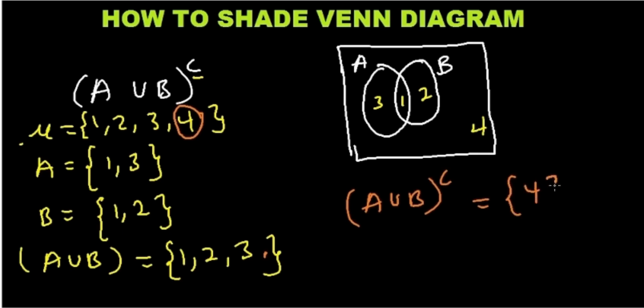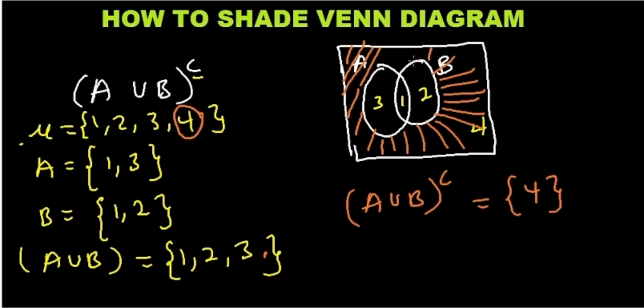So now, where are we going to shade? We are going to shade the position of 4, and that is just outside, within the whole box. To shade this one, we're going to be shading just the outside of the whole box. Just the outside. Very simple. That's how to do that.